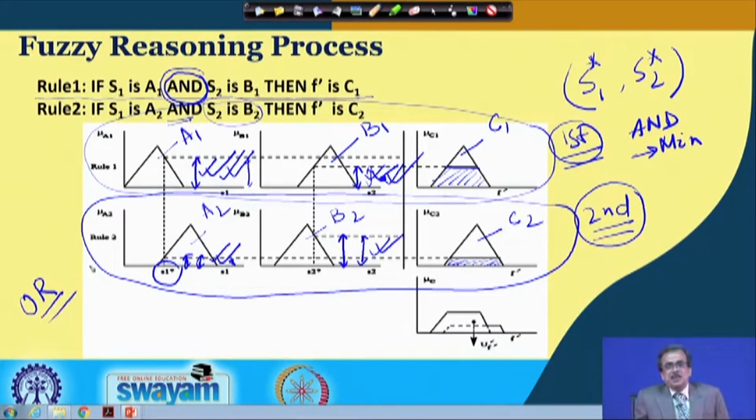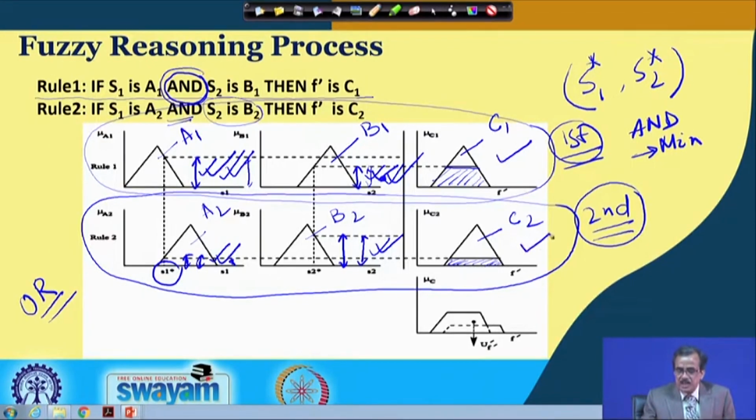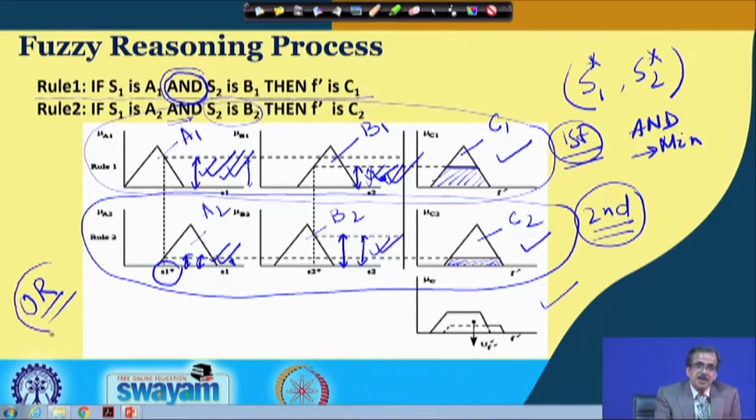Now, in the rule base, supposing that we have a large number of rules, say there are 9 rules. So, we say that either the first rule has fired, or the second rule has fired, or the third rule has fired, and so on. So, there is an OR operator in between the rules, and that is why, if we want to combine these two outputs, we are going to use the OR operator, and by the OR operator we know that this is nothing but the max operator.